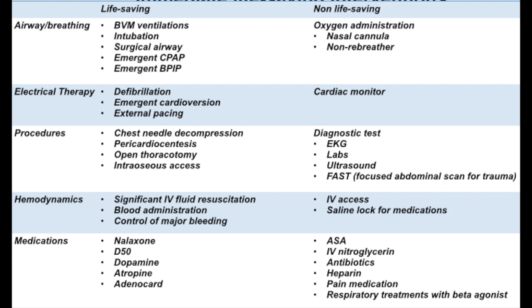Any patient needing IV access or saline lock, although some of this will happen simultaneously with your life-saving measure, it is not the only reason why a person will be assigned an ESI level of 1.